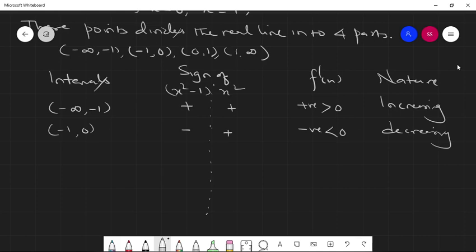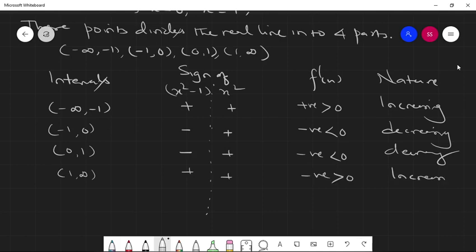And the third one is 0 comma 1. If I take 0.5, x square minus 1 will be negative and x square will be positive, and the result is negative, smaller than 0, decreasing. Finally, the last interval 1 comma infinity, if we take 2, 2 square minus 1 is positive, 2 square is also positive, the product is positive, which is greater than 0, the function is increasing in this interval.